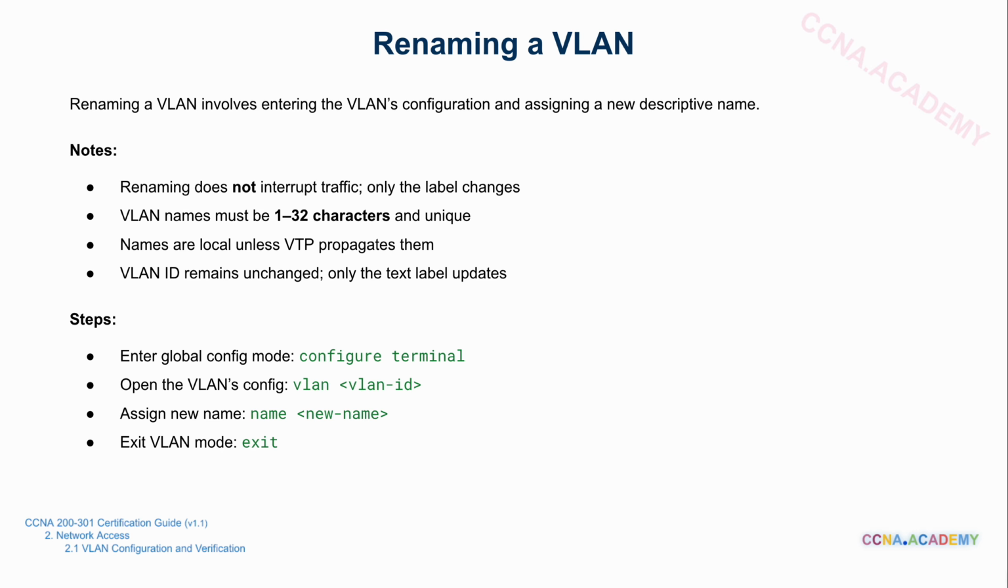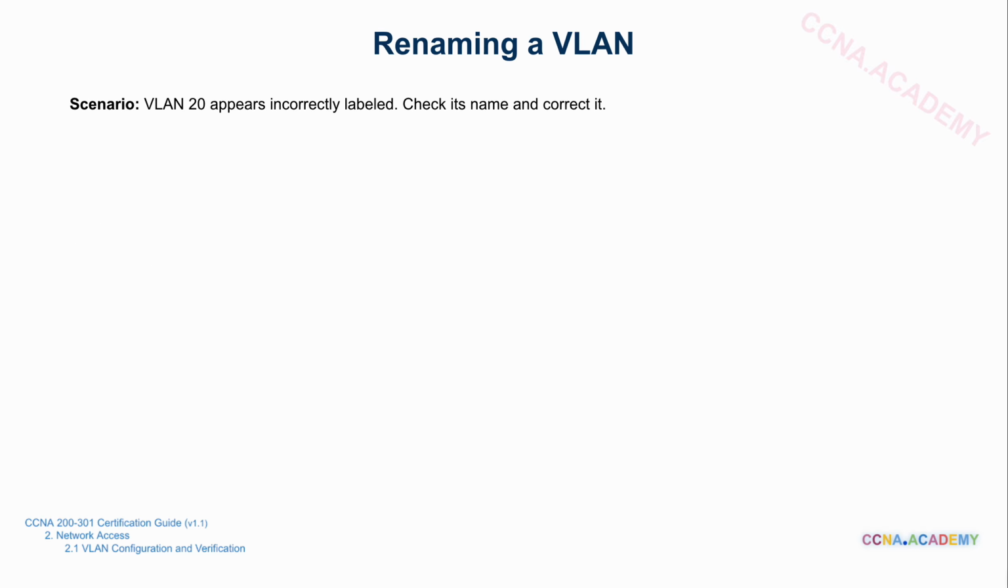Renaming a VLAN changes only the VLAN's label, not its VLAN number or function. Traffic continues without interruption. To rename a VLAN, the VLAN is accessed by specifying its number, and a new name is assigned. Depending on the VTP mode, this name change may stay local or propagate to other switches. Here, a VLAN already exists, but its name is incorrect.